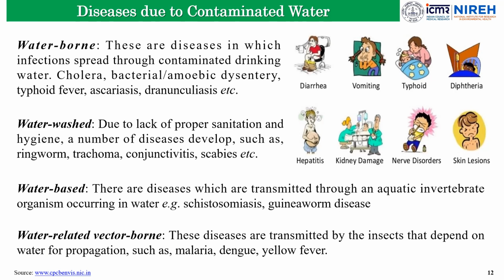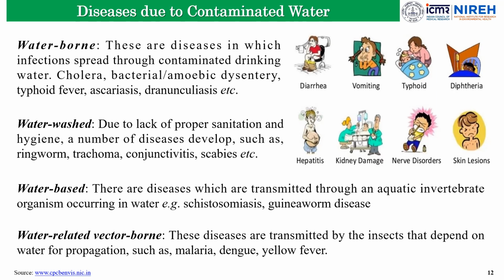Then water-washed diseases are directly linked with the sanitation and hygiene part. As I said, even if the water is there, if you do not have good practices of sanitation and hygiene, then you can develop these kinds of diseases, basically skin diseases or other kinds like conjunctivitis and scabies, etc. Then water-based diseases are basically the diseases which get transmitted through aquatic invertebrate organisms. As I said, platyhelminths or Aschelminths.